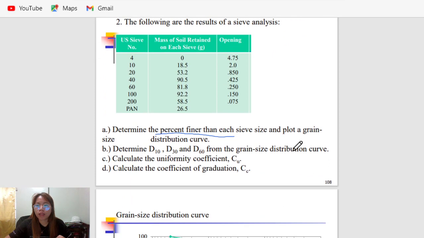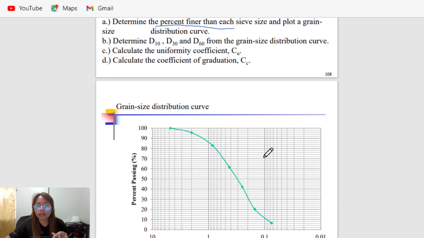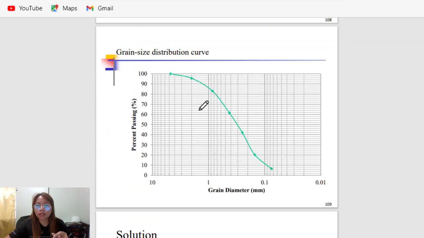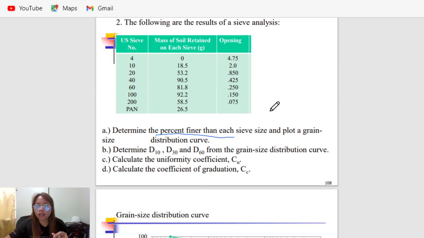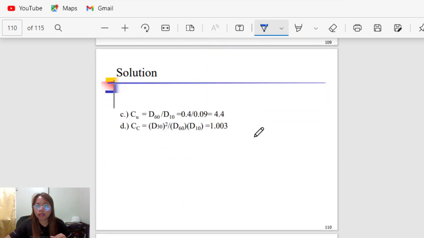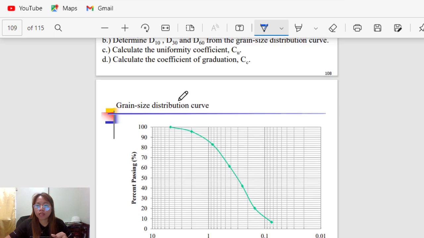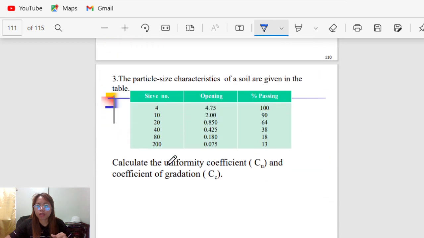Sorry. Actually, this example already has an answer, no? But try to make this curve on your own, and try to answer the additional columns for the cumulative mass retained and the percent passing or percent finer, and make this curve on your own, and also answer the questions asked in this ABCD question.